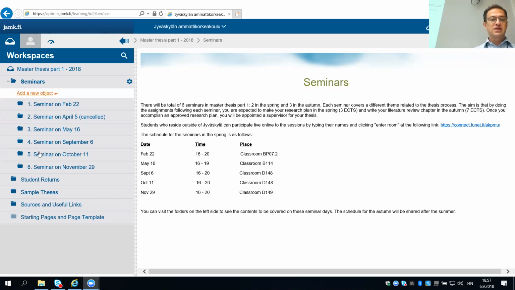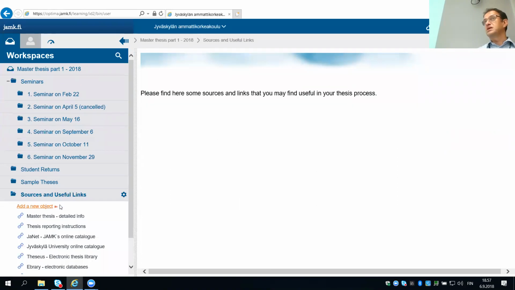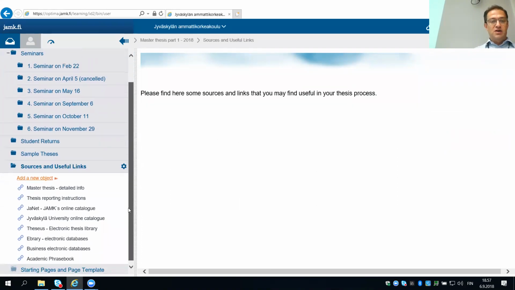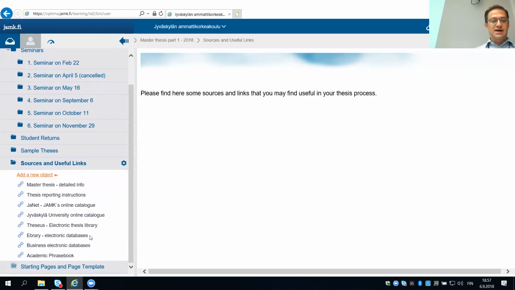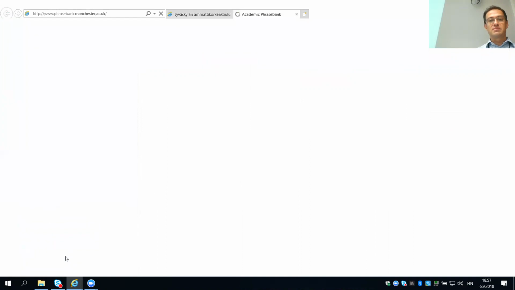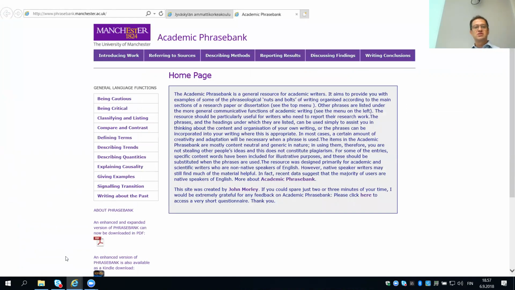So we have here in your master thesis part 1 workspace a folder called sources and useful links. You may have already visited it. The last link that we have here is called the academic phrase book. I find it very useful. It is shared by the University of Manchester, and it's organized very nicely because remember you have 5 chapters.